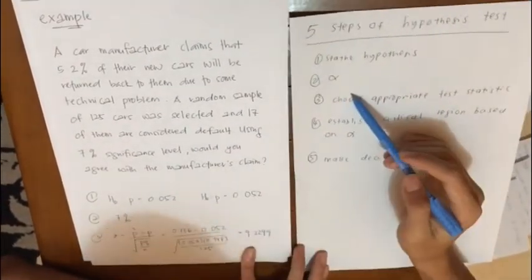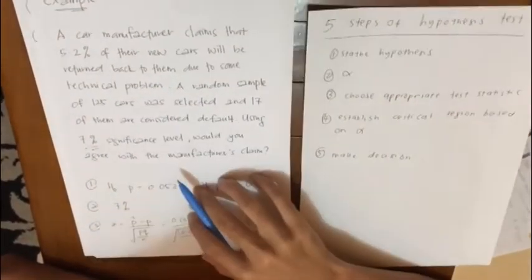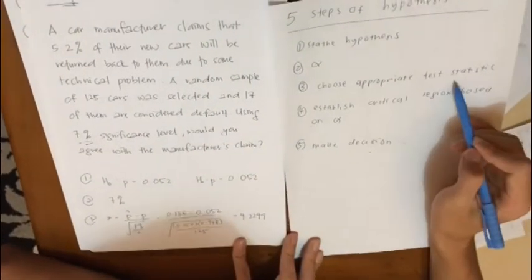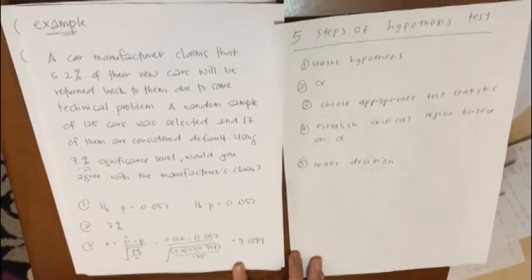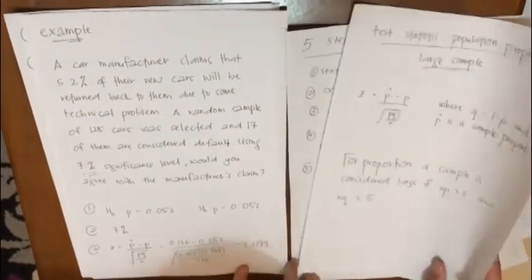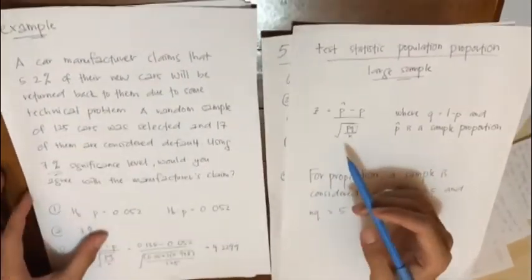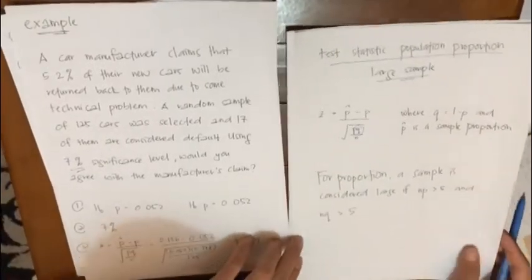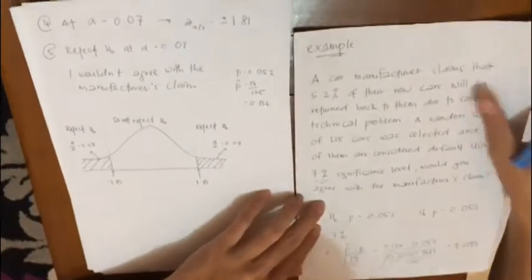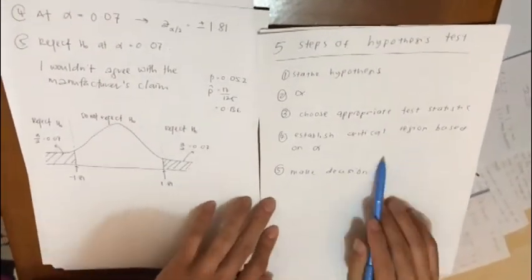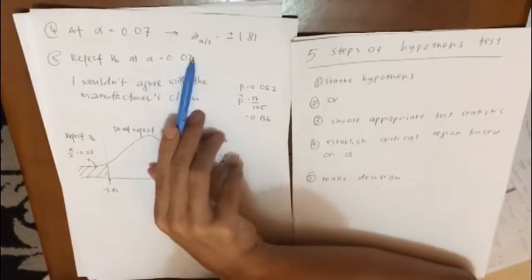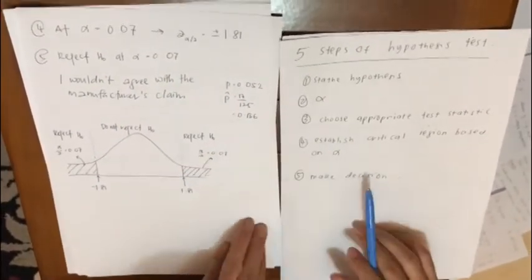Then alpha, we state here. And then choose the appropriate test statistic. So we choose the formula, and the formula here is only one. So we must use only this formula, where the formula is actually flexible. We can change it according to the question. So the next one is establish the critical region based on alpha. So we check the table. Then we conclude it. So we get the same as before.